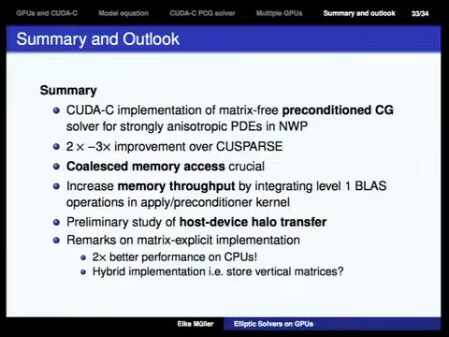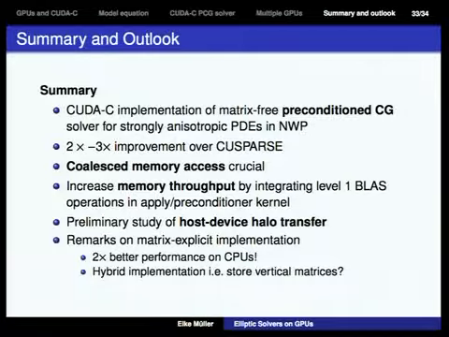Crucial was coalesced memory access and also increasing the memory throughput by interleaving these level 1 BLAS routines with the apply and preconditioner kernel. Did some preliminary studies of the host device halo transfer, and here's just a remark on the matrix-explicit implementation. On the CPUs, it's around 2 times faster than the matrix-free implementation, so we should look at that because all the other work we've done so far on CPUs have always used this matrix-free implementation.